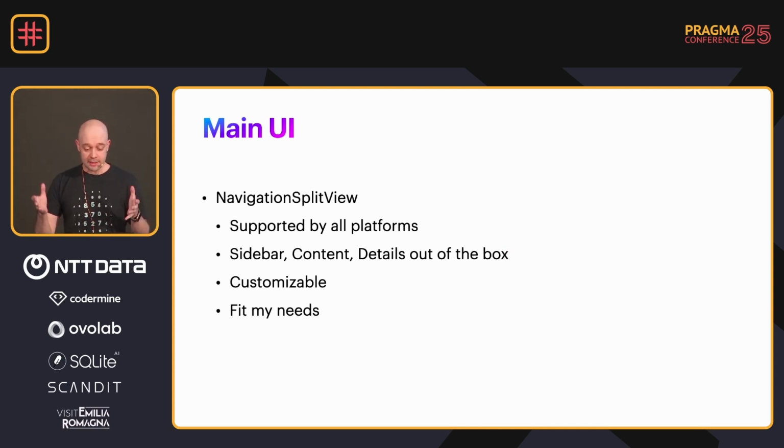As the main UI, I used NavigationSplitView. NavigationSplitView is great because it provides you with a three-column layout, which is customizable. So you have the sidebar, the content, and the details view out of the box, and you can use them as you please. This was supported on all platforms out of the box. And I really wanted to have an experience similar to the Apple Mail app, so this was exactly what I needed. So how does it look?